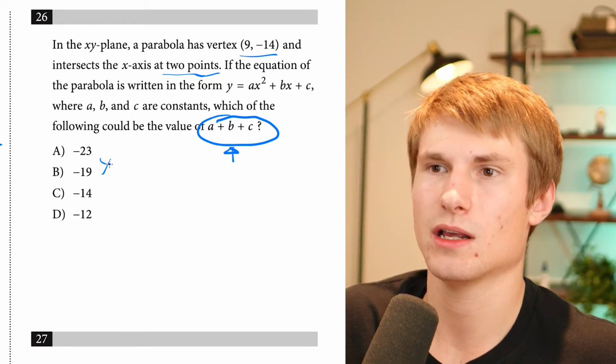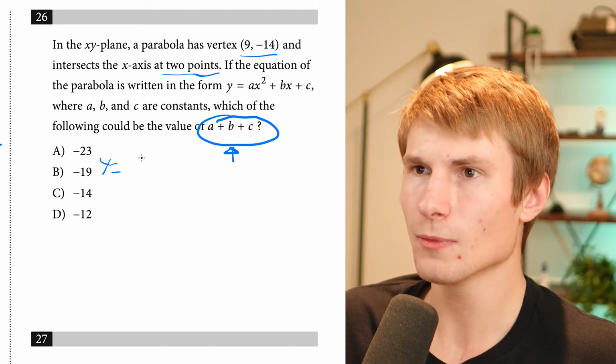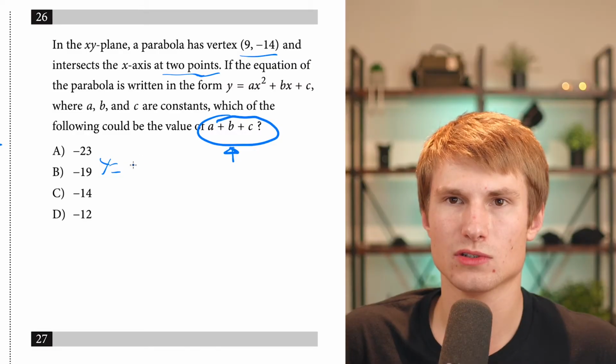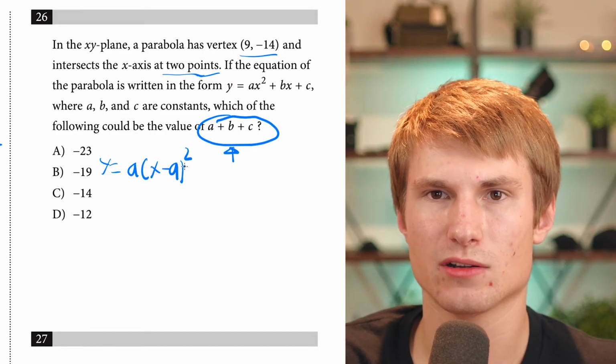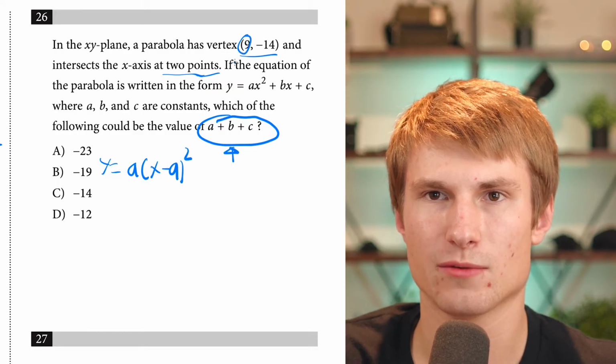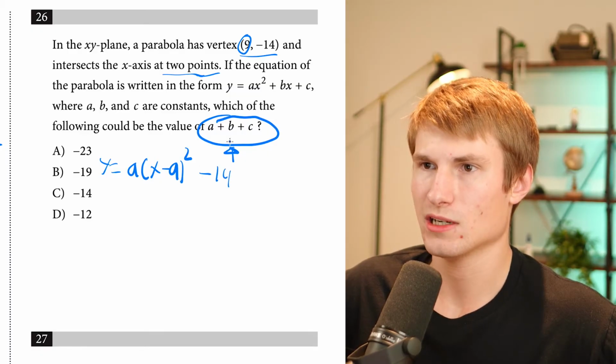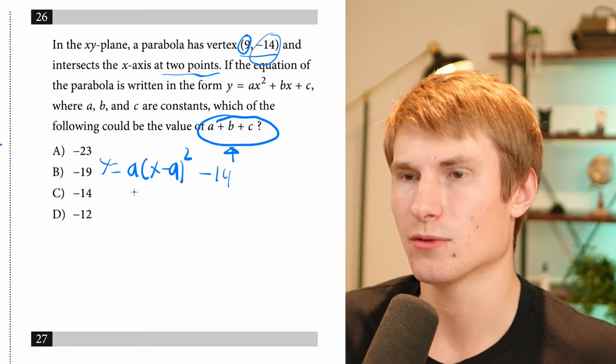Okay, let's go ahead and start by writing out our equations. We've got y is equal to a, which we don't know the value of, and then x minus 9 squared. Keep in mind we're using vertex form. We get the 9 from up here. And then we have to subtract 14. We also get that from up here in the vertex. From here, let's go ahead and expand on this.